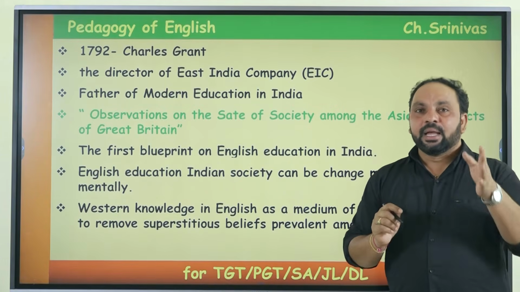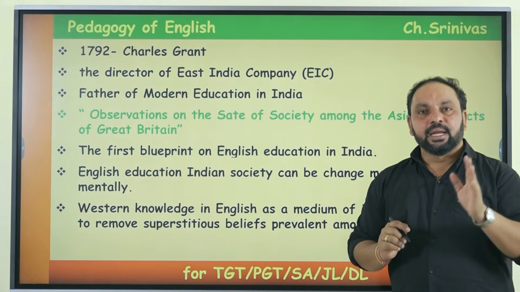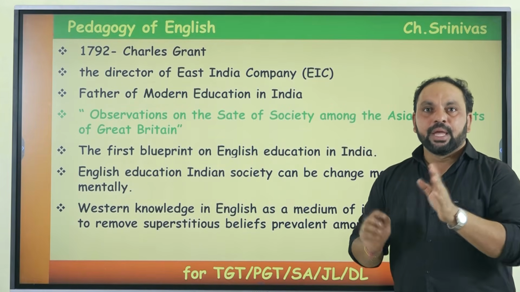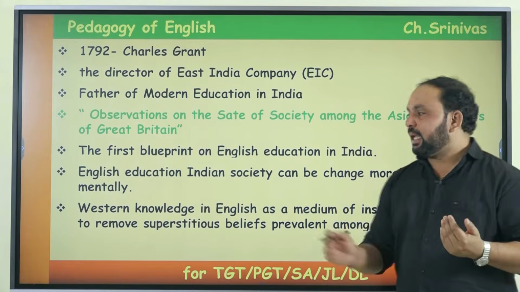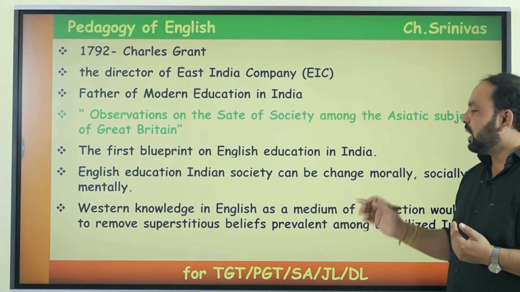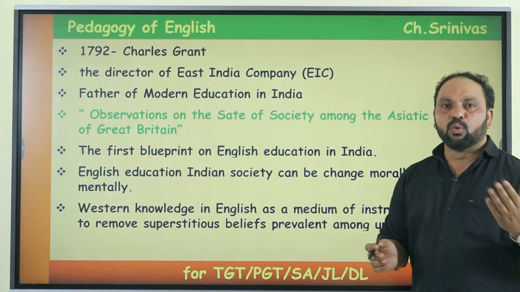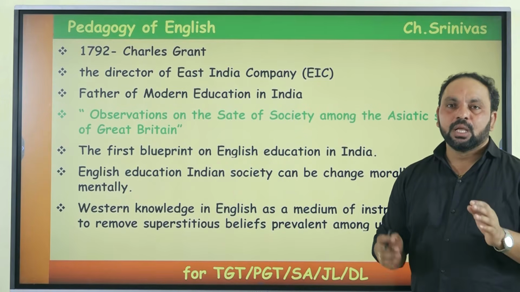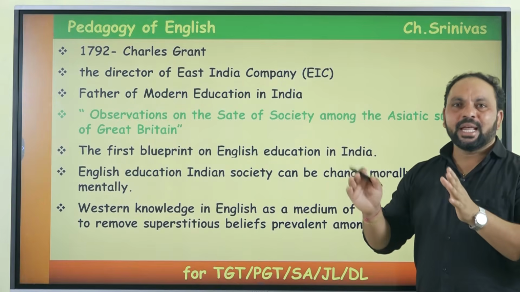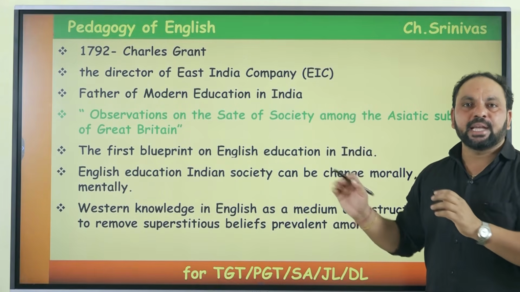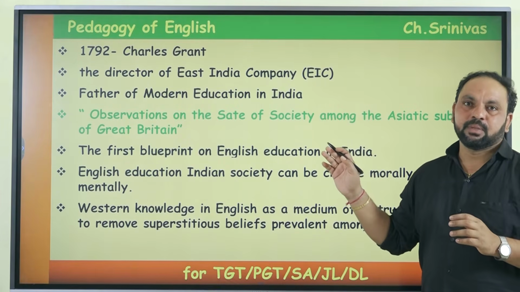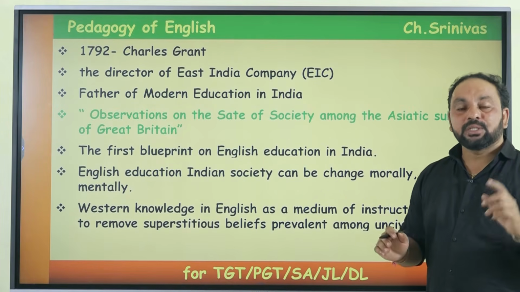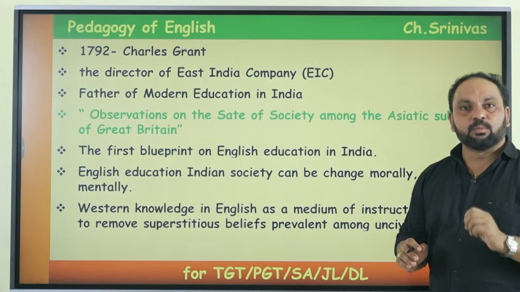He said that Indians are uncivilized, Indians are superstitious, Indians follow blind beliefs. If they introduce English as a medium of instruction, these things will be removed. These things will be eradicated from the Indian context. So that was the notion expressed by Sir Charles Grant through his treatise. He submitted this to the British government, but we need to understand one more motive here.